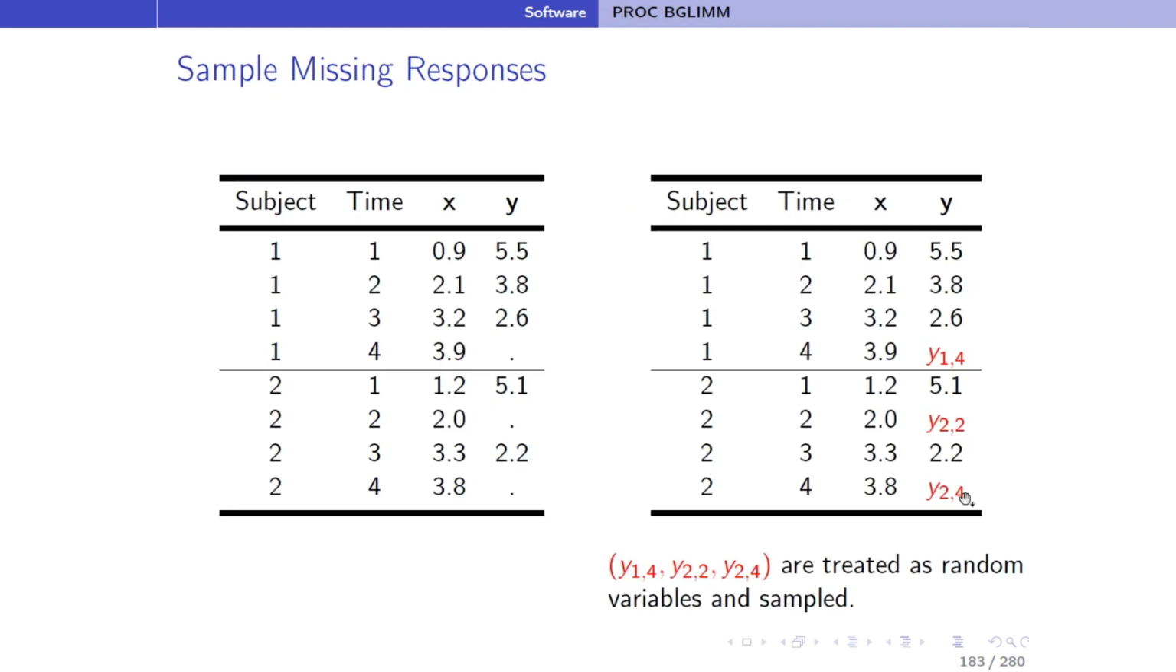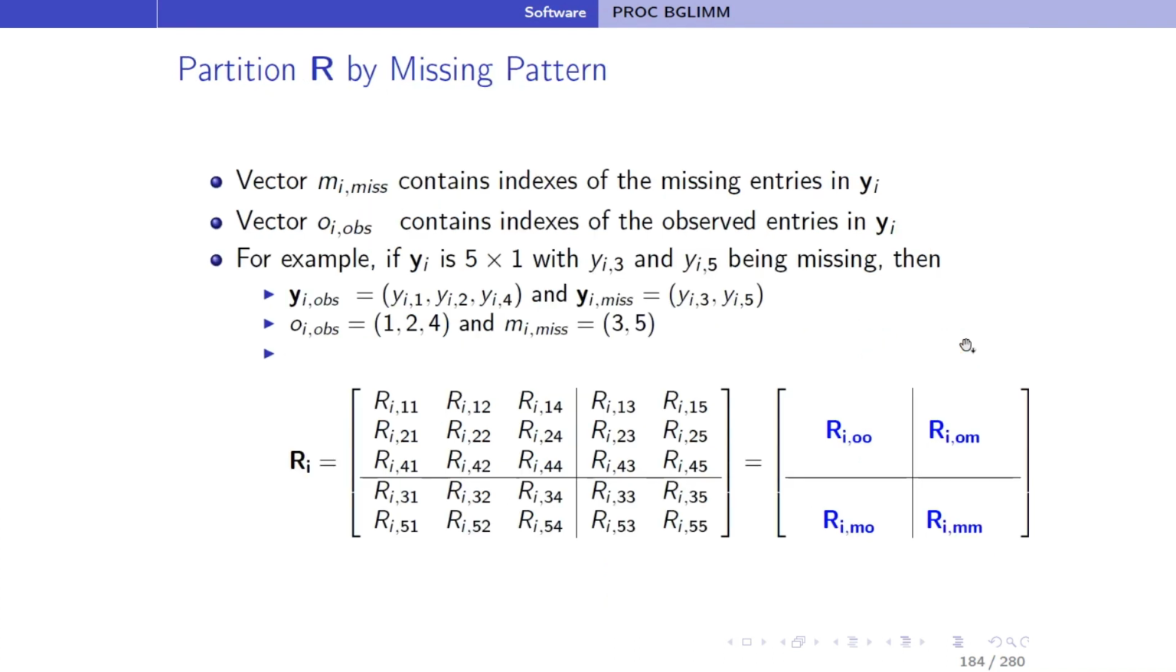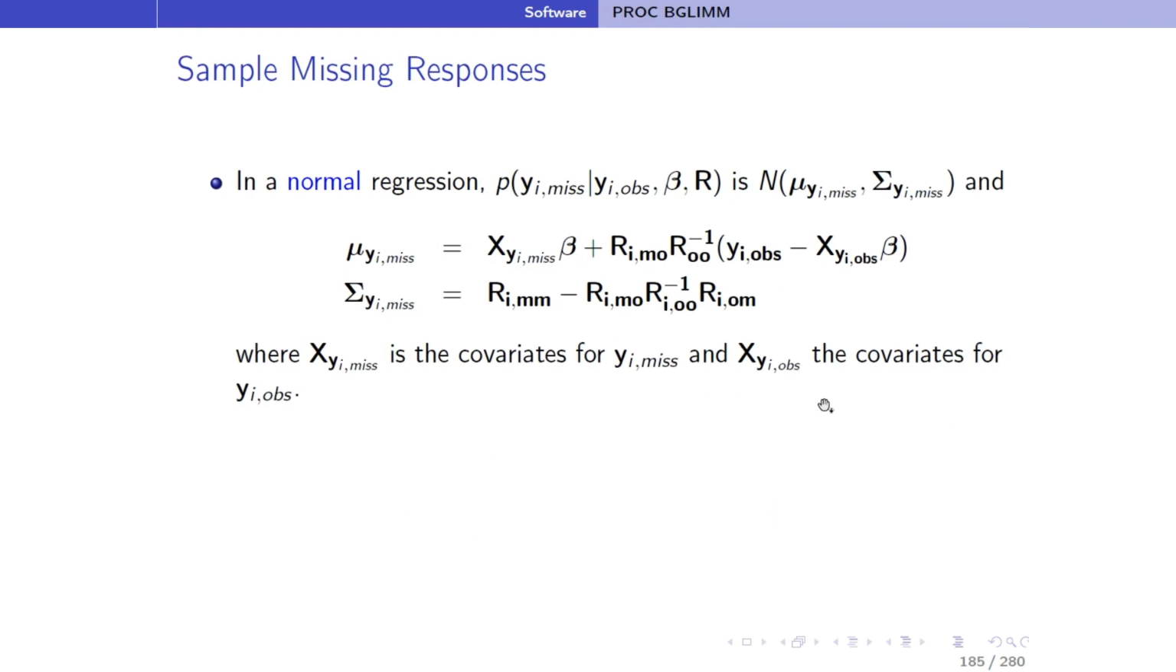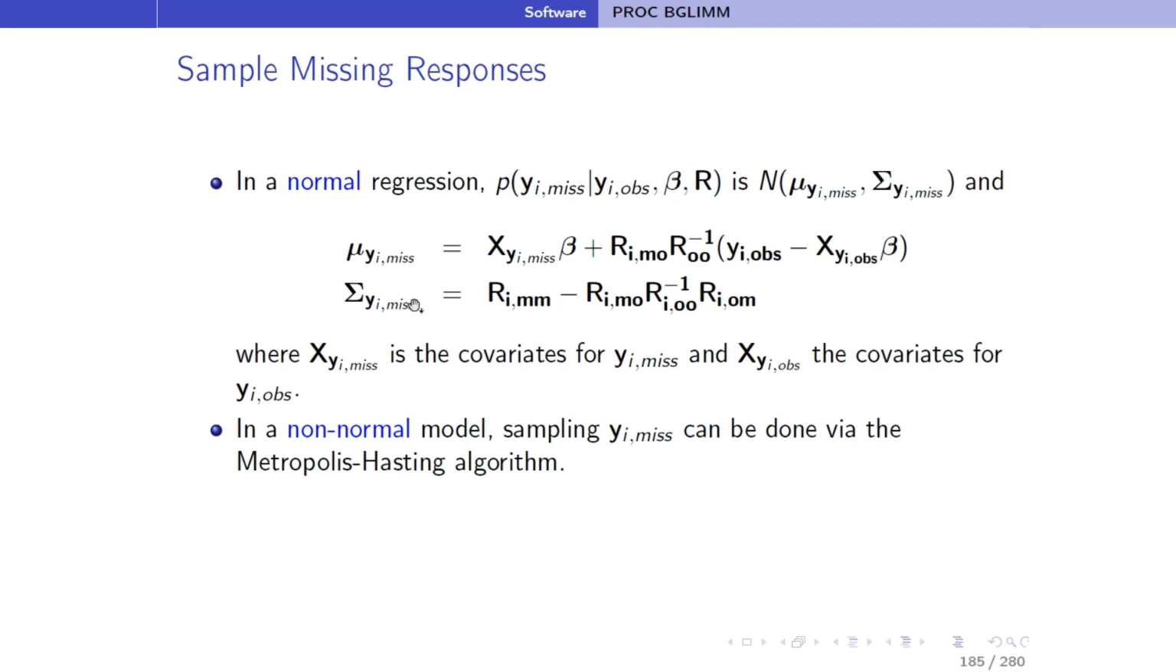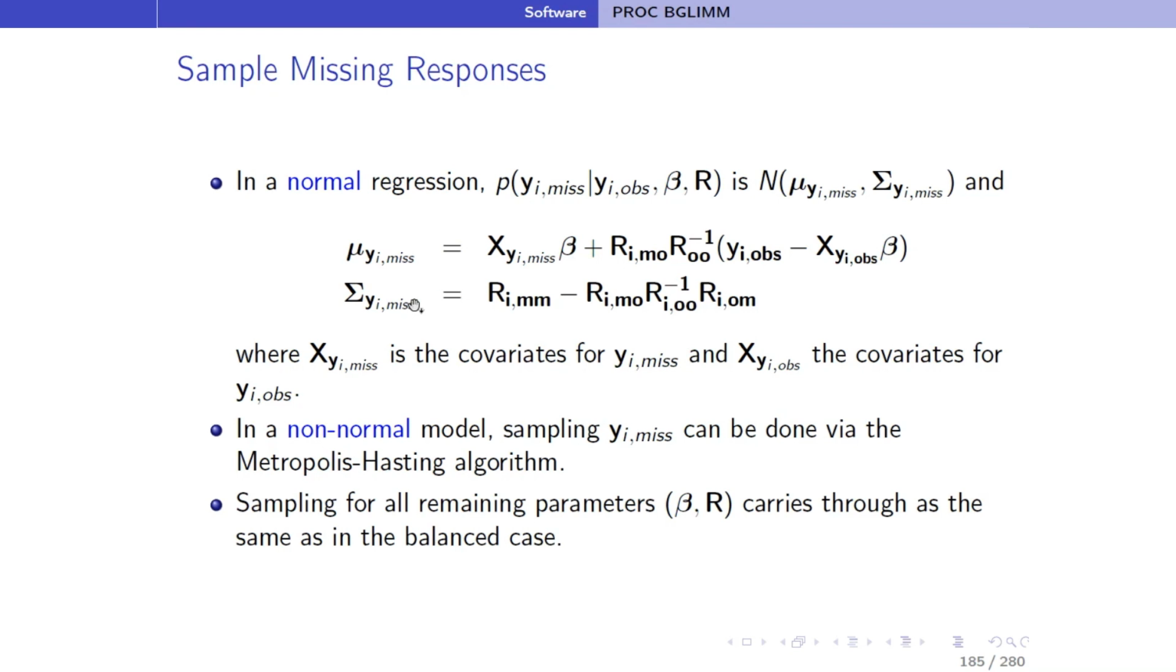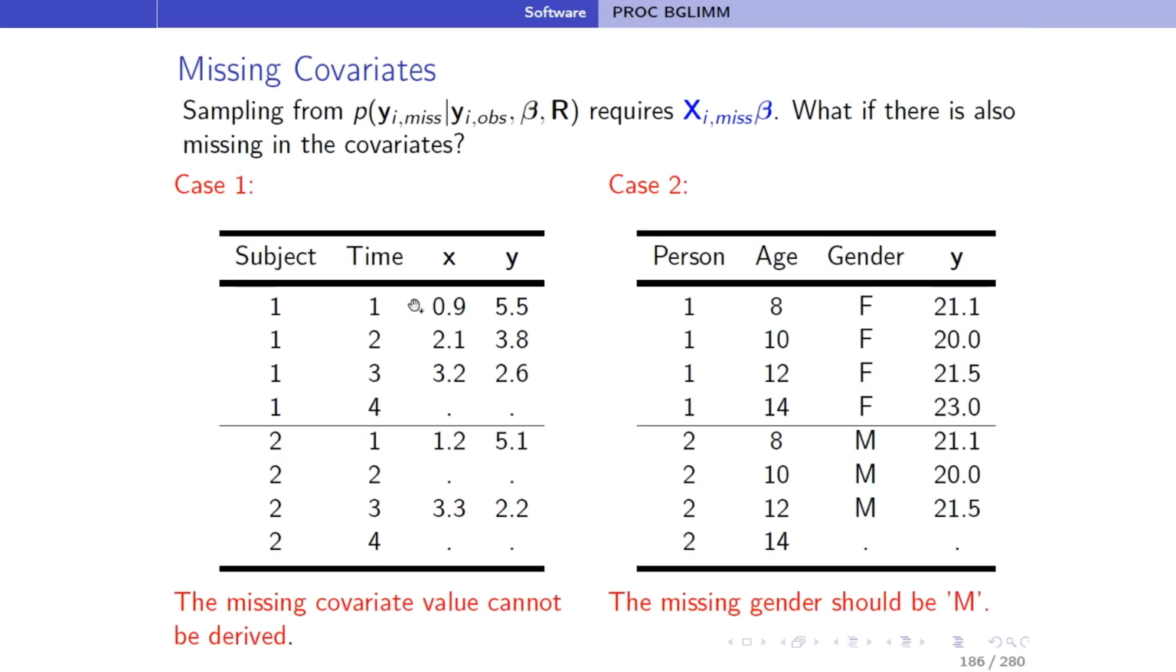And the sampling of the missing value of y is the result of a normal theory, multivariate normal theory, that's conditioned on the observed covariance matrix, and so on, with mean and the sigma square in a normal regression. If it's non-normal, then it can be sampled using Metropolis-Hastings. The remaining of the beta and R then carries through as in the balanced case for that reason. Okay. So this is the first situation.